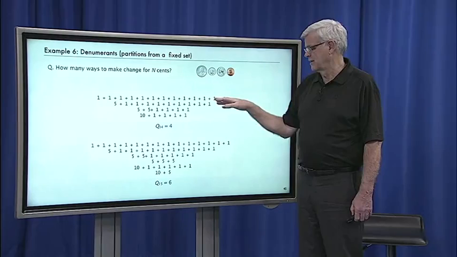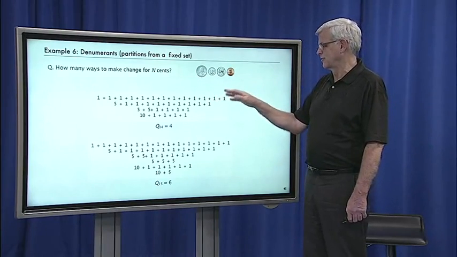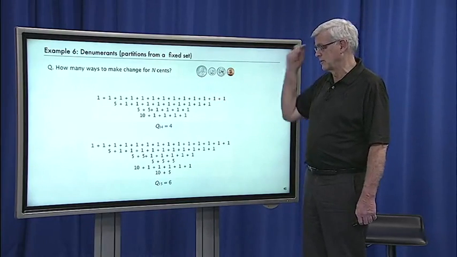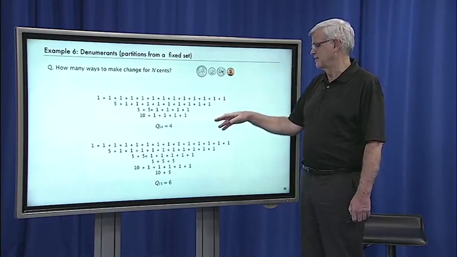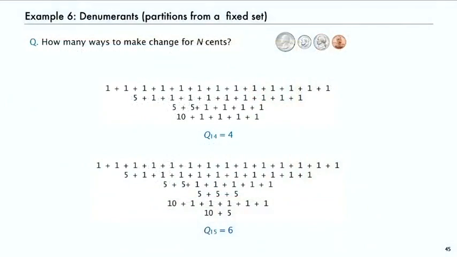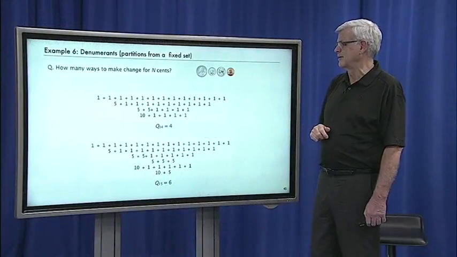So here the order doesn't matter, so it's just the set of things that you can choose. So for 14 cents, you can either take 14 pennies, or 9 pennies and a nickel, or 4 pennies and 2 nickels, or 4 pennies and a dime. There's 4 different ways to make change for 14 cents. For 15 cents, there's 6 different ways enumerated here.